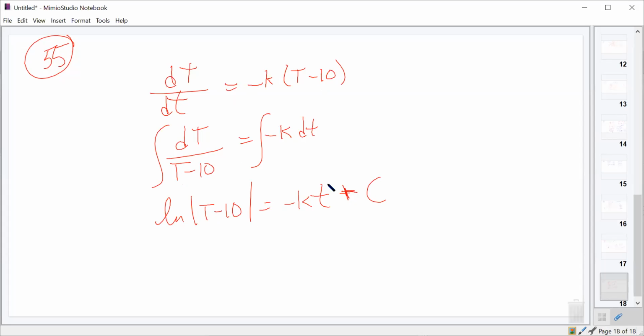And what did it say? It cools to 27 degrees Celsius in 1 hour. That gives us the natural log of the absolute value of 27 minus 10 equals negative. Did we get a k value from the free response? We didn't get a k value, did we? No. Okay. So we end up with negative k plus this other constant.